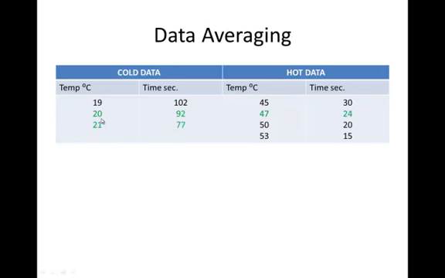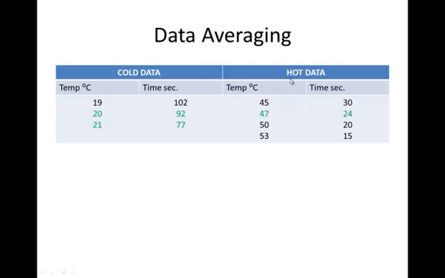For the cold data, now we're going to have just 3 temperatures, where we once had 5. And for the hot data, we're now going to have 4 temperatures where we once had 5. Simply because now our averages will replace those doubled temperatures that we had here. So we just have 19, 20, and 21. The average time in seconds for the 20 degrees was 92 seconds. The average time for the 21 degrees Celsius was 77 seconds.